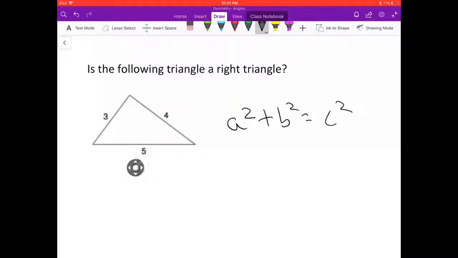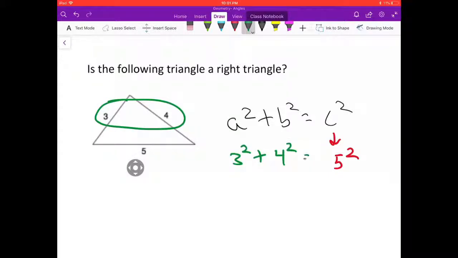So this time, since I don't have a right angle, and I have all three sides, my biggest side, 5, is going to be what goes in for c. So I'm going to have 5 squared here. And again, 3 and 4 don't matter, but I'm going to put them in. 3 squared plus 4 squared equals 5 squared.